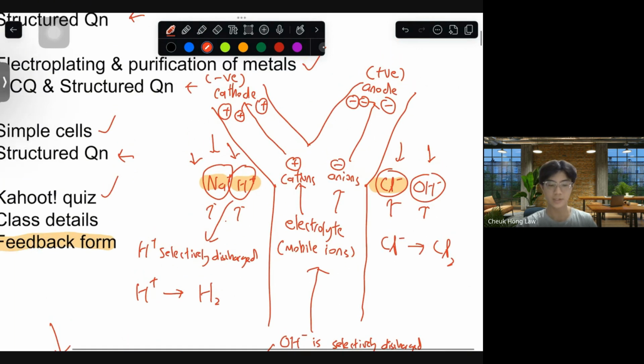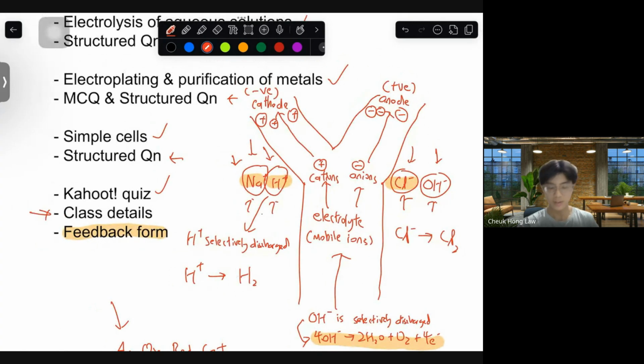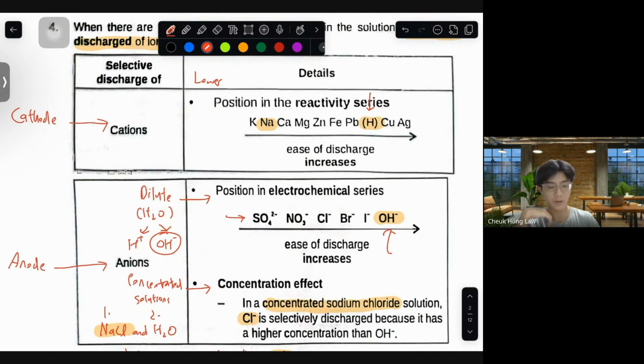So this is actually just the whole process of electrolysis. Your electrolyte becomes the ions, right? Then the ions, some of it will turn into atoms. Then some of it will remain. That's about it. Then you just have to remember all these rules. How do you selectively discharge your cations, your anions?